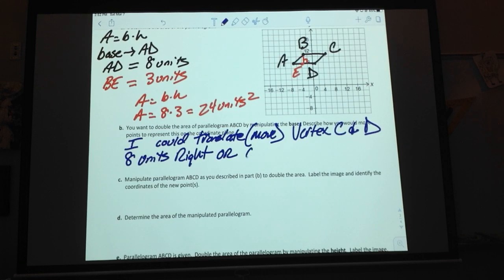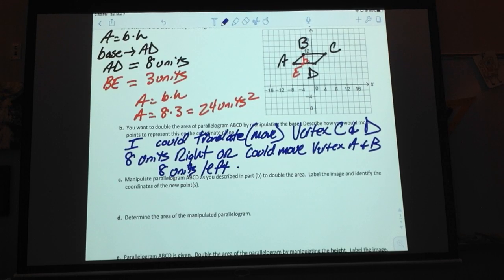Or I could move vertexes A and B 8 units, not right, but left. I could do either one. Either one, but not both. I can only do one or the other. One or the other.